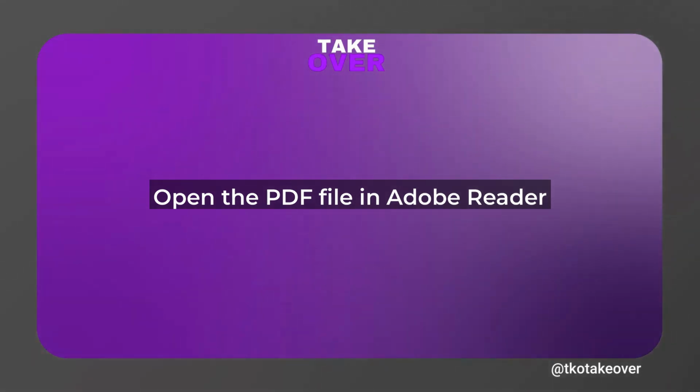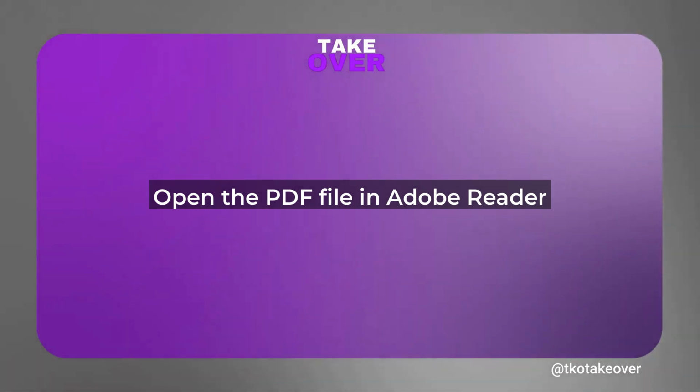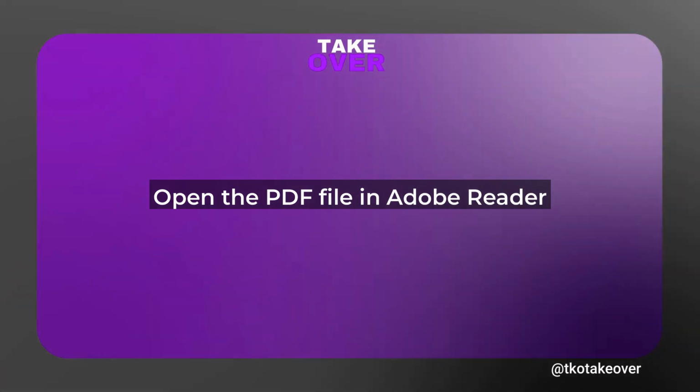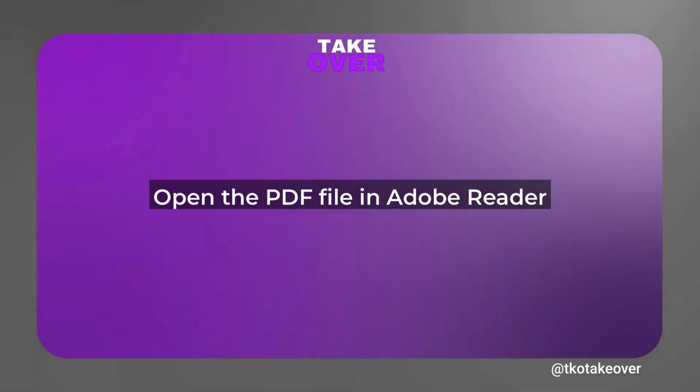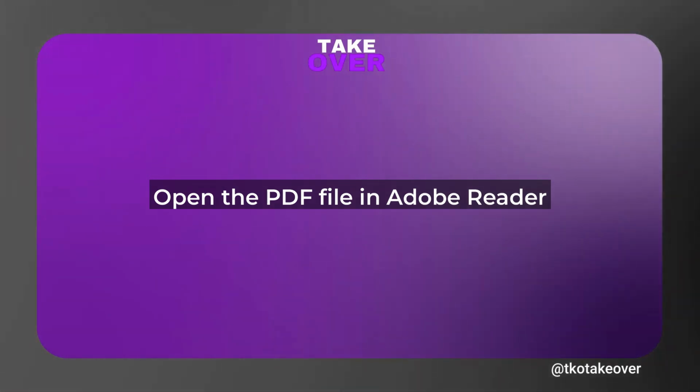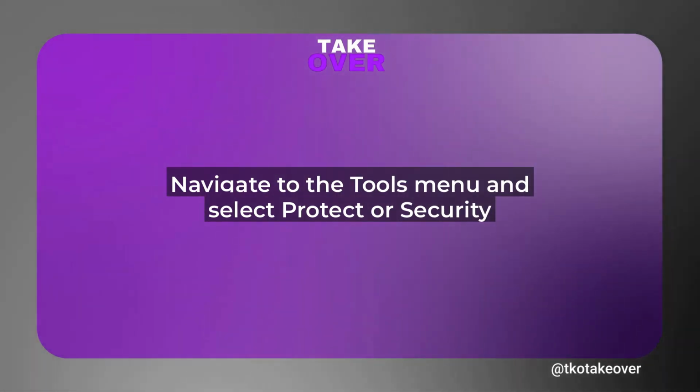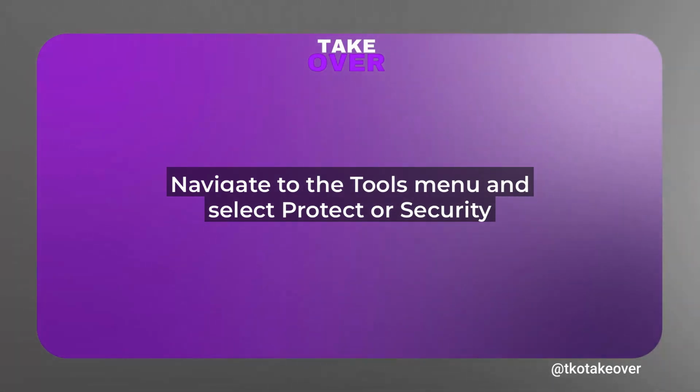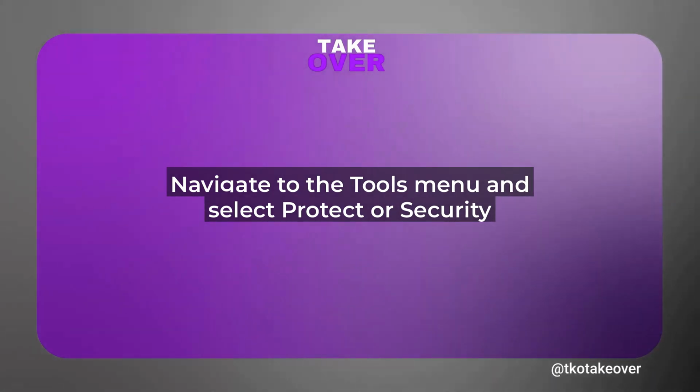Now, head to the top menu and click on Tools. Look for the Protect or Security section. It might be under a drop-down. Next, select Encrypt with Password or a similar option. A dialog box will pop up where you can set your password.